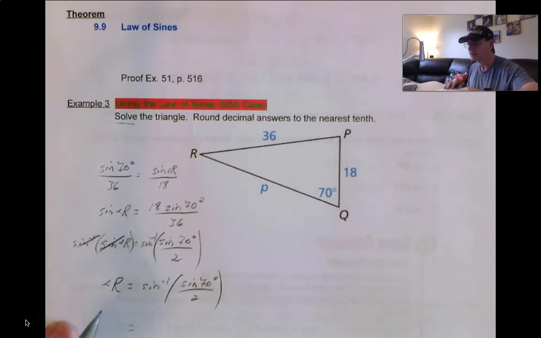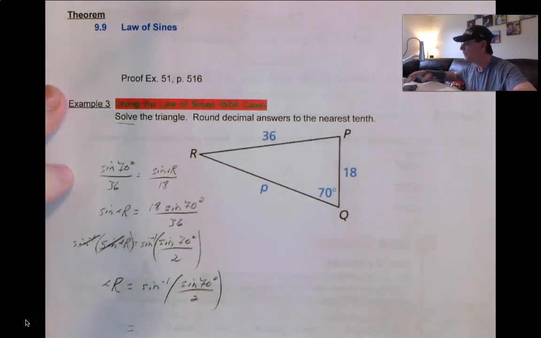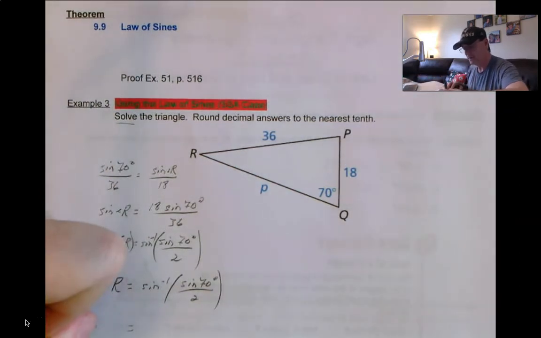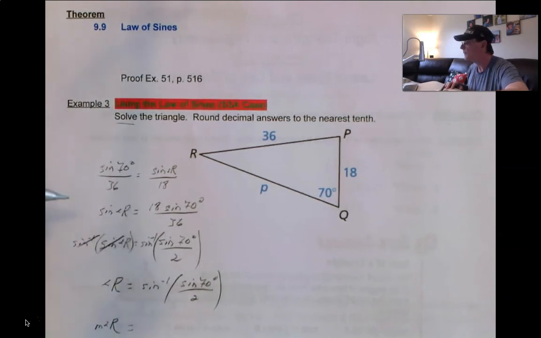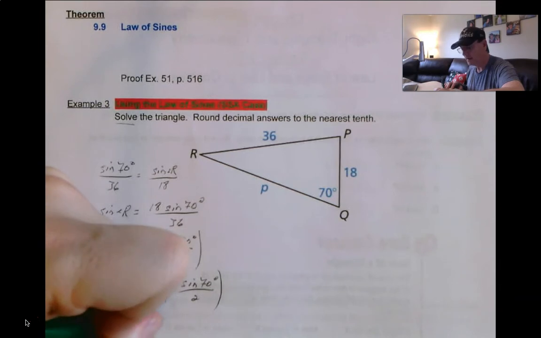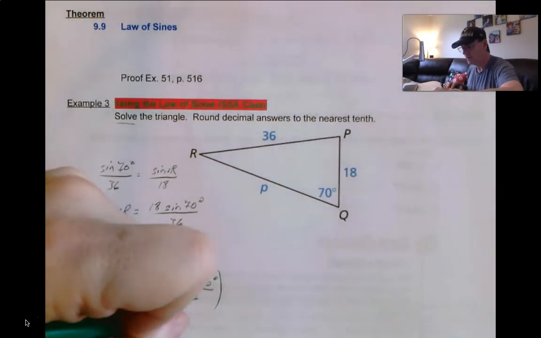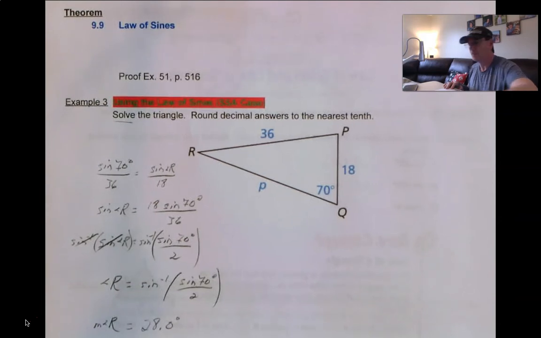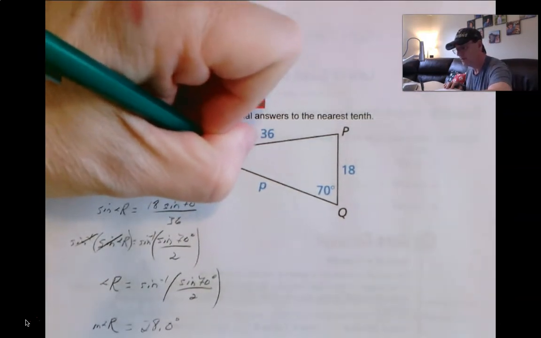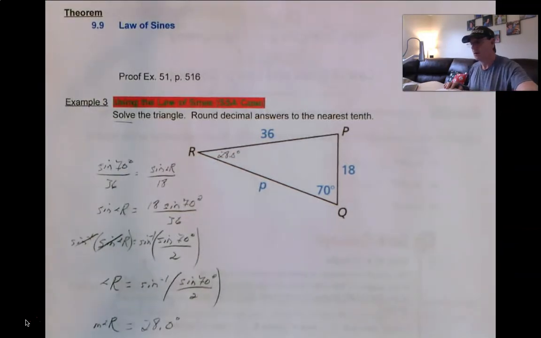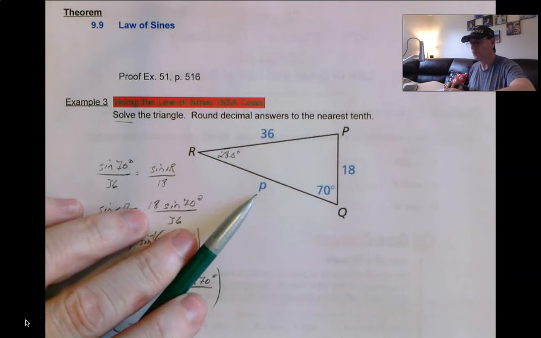And we're going to round this answer to the nearest tenth when we get this. So 70 sine divided by 2 equals 0.46984, and so on and so forth. And we're going to do inverse sine of that. Find the angles. Measure of angle R is equal to 28.0 degrees. This is 28.0 degrees.